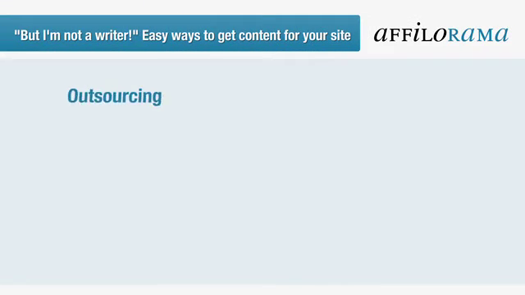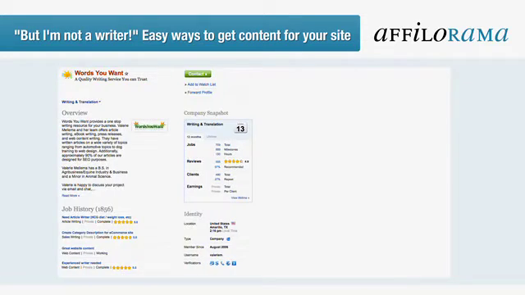Okay, number 1, outsourcing. If you have more time than money or literary skills, you could pay someone to write your articles for you. There are a number of websites that connect publishers like you with freelance writers. One popular example is elance.com. Just post a project and writers or freelancers will bid for the job, offering to write X number of articles for Y dollars per article. At the bottom end of the scale, you can spend around $5 per article, but typically, the more you spend, the higher the quality of the writing.